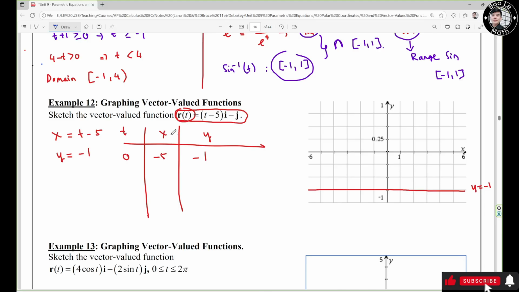So t equals 0, x equals -5, and y is always -1. So we have the first ordered pair right here, -5 and -1. So x equals -5, y equals -1, it's going to be right here. So the vector should be this one. Alright, next one, t equals 1, x equals -4, and y is still -1, so it's going to be right here.